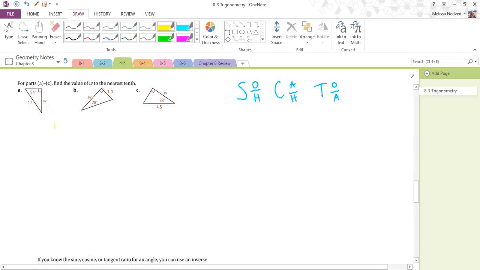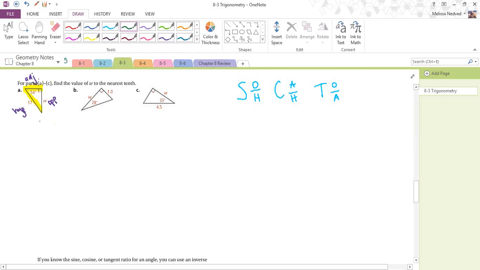In this case, we look at the angle we're given. Remember, we never choose the right angle. But I am given this angle here, kind of the upper left-hand corner, that 54 degrees. So that's the angle I'm going to highlight. And before I do anything, I'm going to label my sides opposite, adjacent, and hypotenuse. The side that I didn't highlight is my opposite. The side across from my right angle is my hypotenuse. The remaining side is my adjacent.